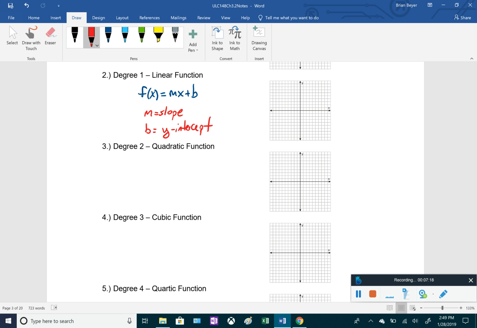So graphing a line, I'm just going to put something really random. It might look something like that, where you could find the y-intercept and then also use the slope to find a second point and then just graph the straight line.